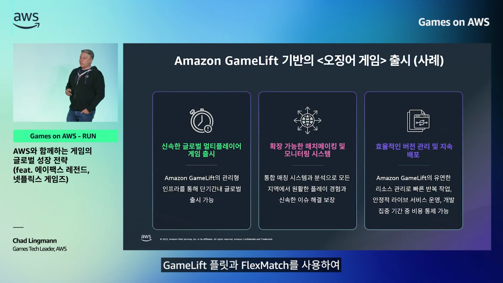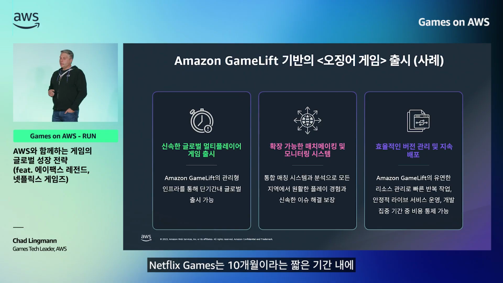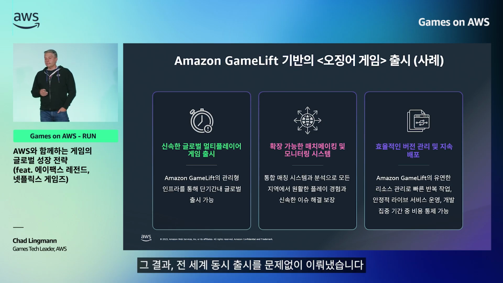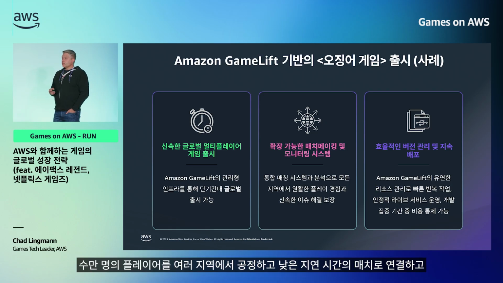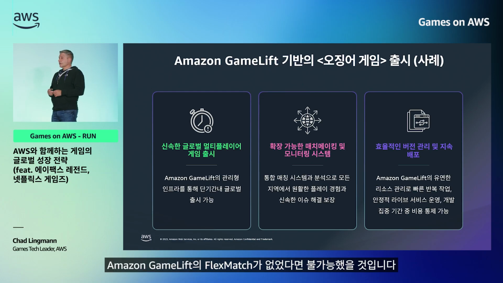Using GameLift fleets and FlexMatch to deploy a fully managed global multiplayer architecture quickly allowed Netflix Games to complete the build in that short 10-month window successfully. Pre-built scaling and matchmaking removed the need to engineer core multiplayer infrastructure, enabling an on-time worldwide launch. The need to place tens of thousands of players into fair, low-latency matches across multiple regions and continuously monitor live quality could have been an impossible task without GameLift integrated FlexMatch.